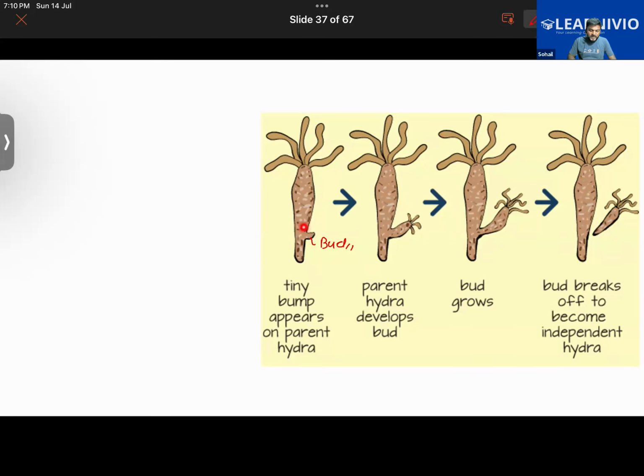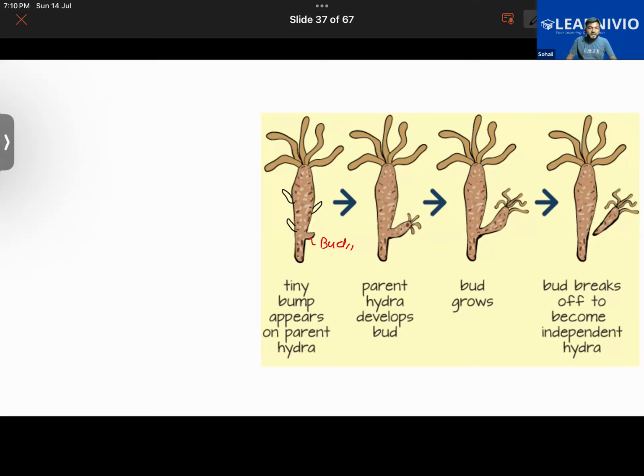Also, one hydra can have multiple buds on its body. For the sake of convenience and understanding the concept here, only one bud has been shown, but there could be multiple buds developing on the body of the hydra. Are you guys getting it now? Yes. Okay.